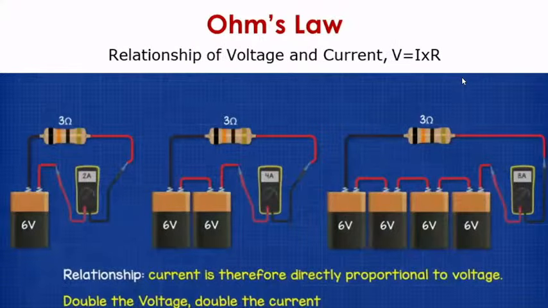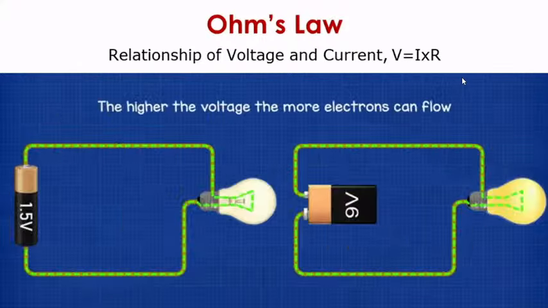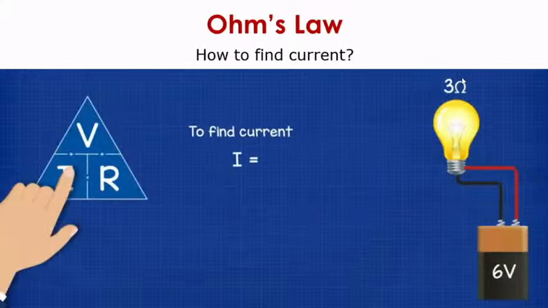So what is the relationship of voltage and current? V is equal to IR, so current is directly proportional to the voltage. Double the voltage, double the current. As you increase the voltage, the current will increase. For example, the higher the voltage, the brighter the bulb. At 1.5 volt, the bulb is not that bright compared to when the voltage is 9 volt. That is much brighter.